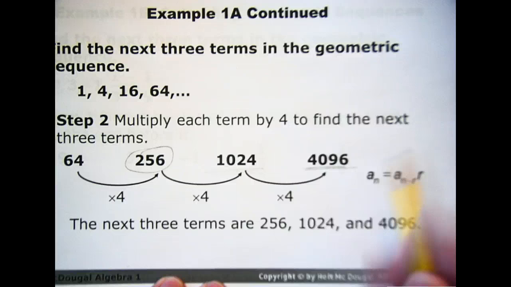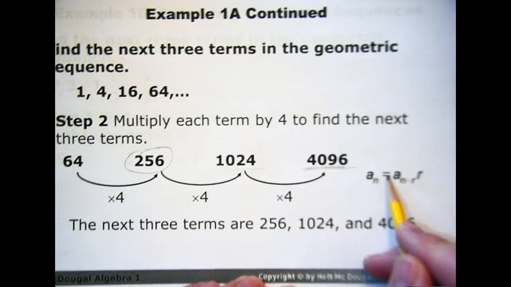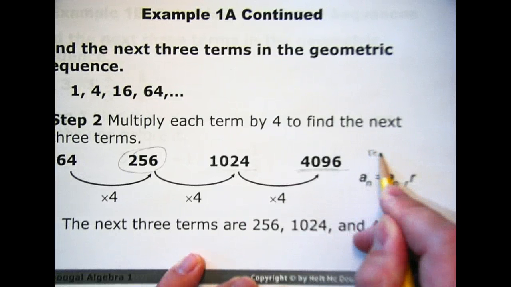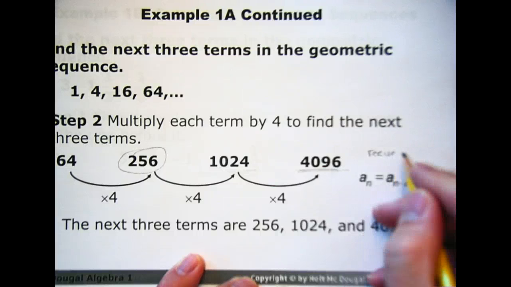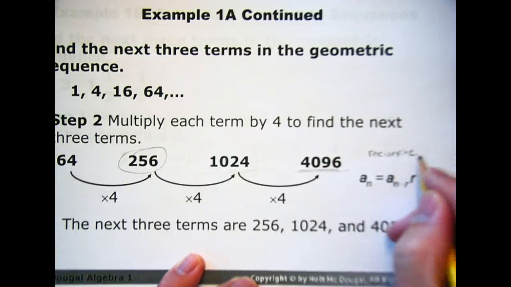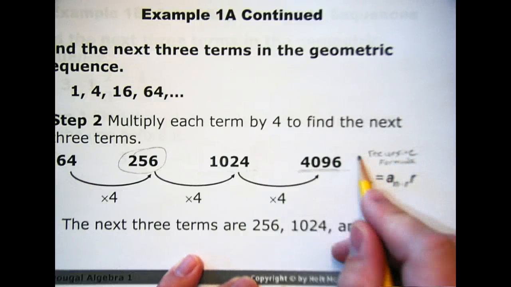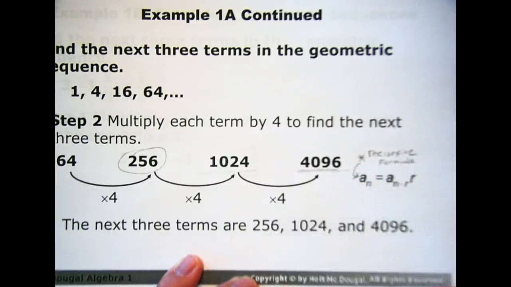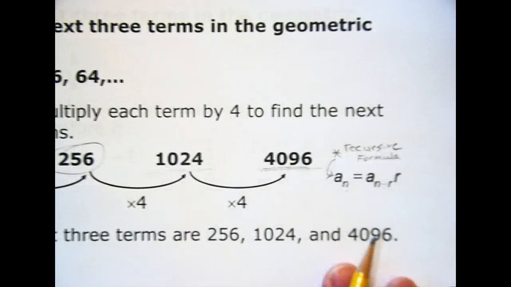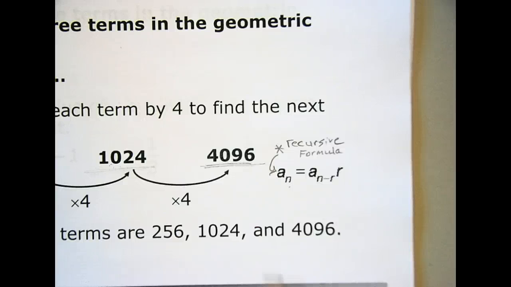Now, in order to do this, you remember the recursive formula? When we were doing arithmetic sequences, we took the previous term and we added d. When you're doing a geometric sequence, this is your recursive formula. It's the formula that you really don't actually ever write out much. A sub n, so the next term, is equal to the previous term times r.